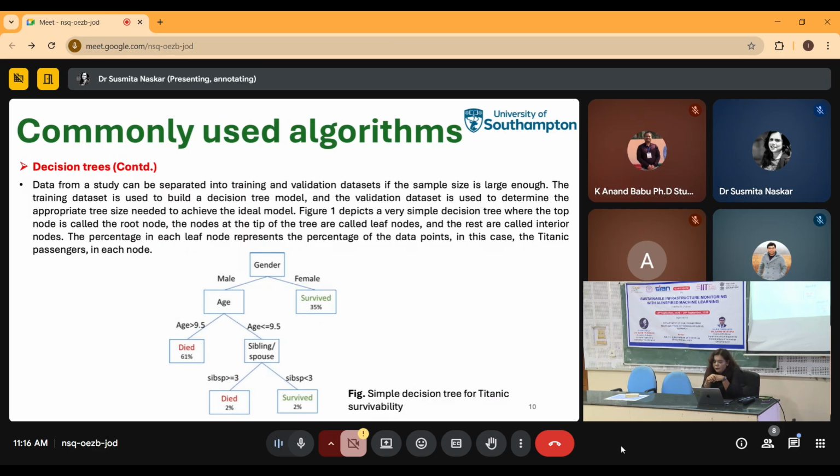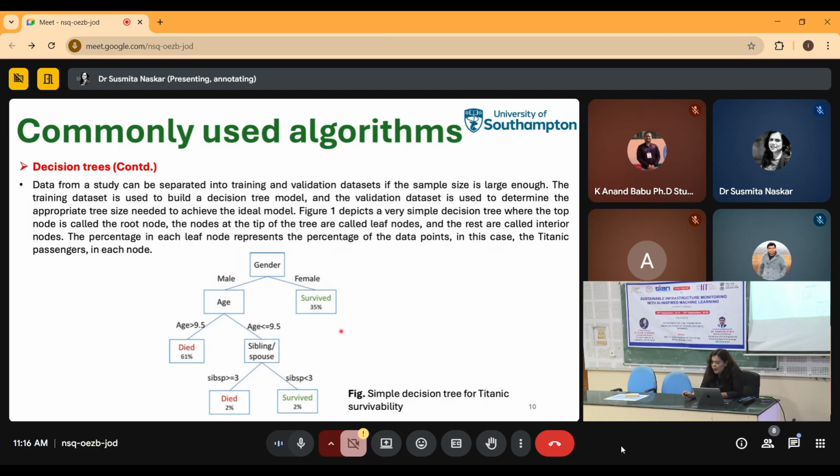And then if you try to see how they are being trained and how they are being validated. When you have a sufficiently large data set, we can split it into two parts, right? One as a training data set and one as a validation data set. The training data set is used to build a decision model, while the validation data set is used to fine tune the tree, right?